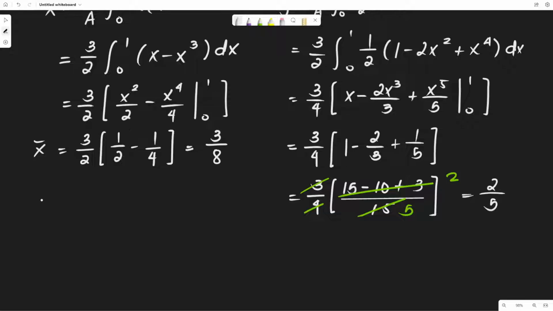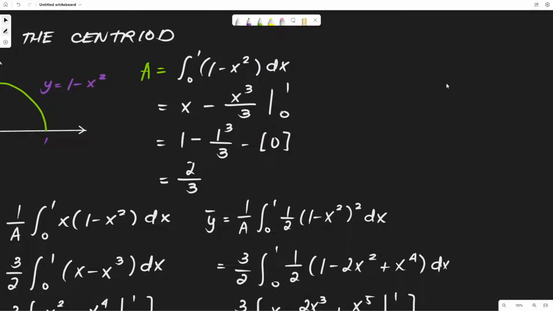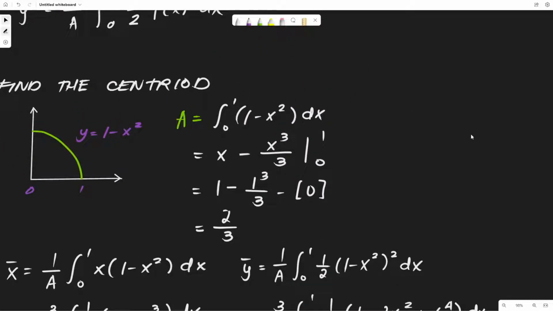So therefore the coordinates of the centroid is 3 over 8 and 2 over 5. Okay? That's it. That's all there is to it. That's how we get the centroid of the function. So that's for one curve, the centroid of a plane region.